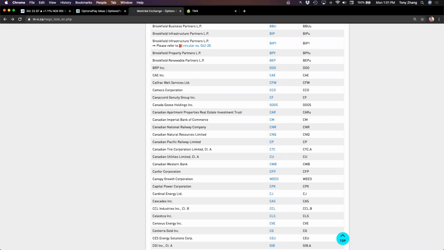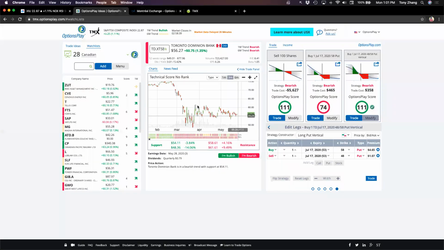Can you explain how to calculate support and resistance lines in more detail? The support and resistance lines are done using a fairly proprietary method that we've developed as traders ourselves. So unfortunately, I can't go into how we calculate that.